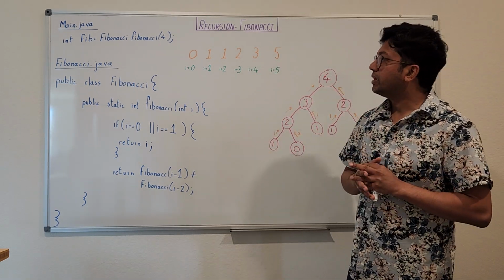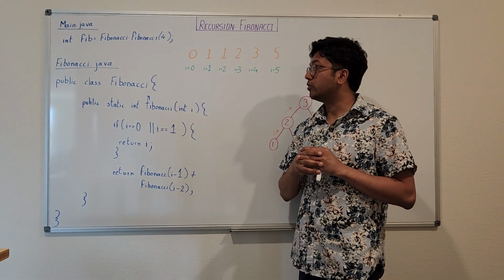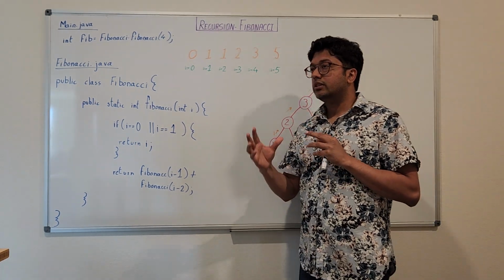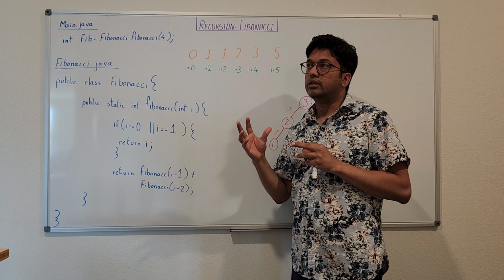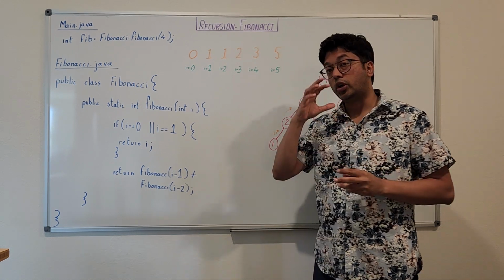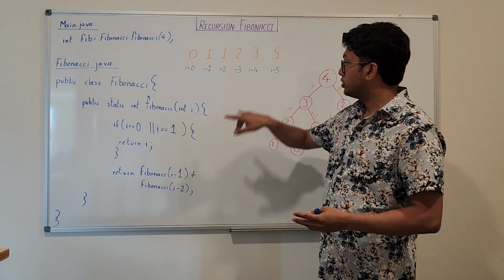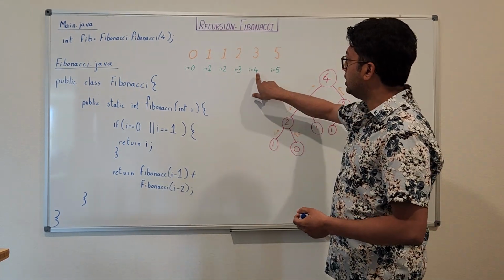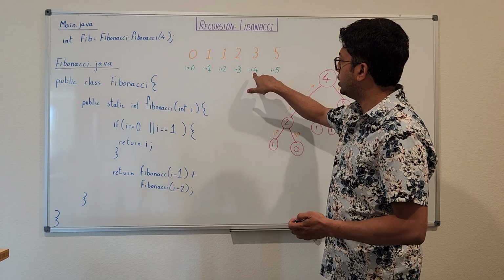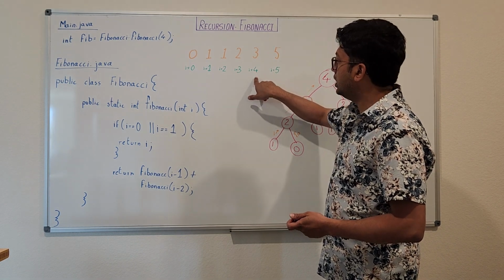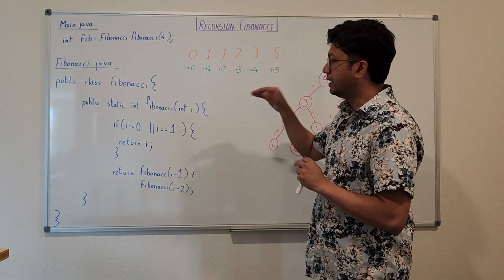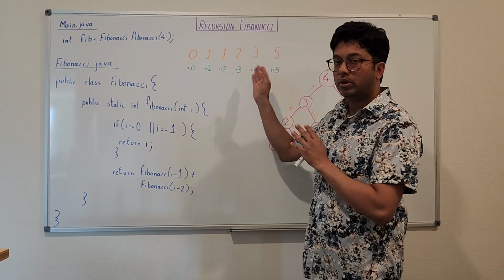If you watched my previous videos, you would remember what I said: recursive solutions lend themselves very well when you're solving the same problem again and again with different input. Which is the case here, right? So this is the index. If you want the Fibonacci at index 4, you're doing 3 plus 2, right?